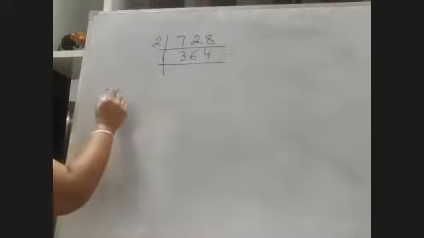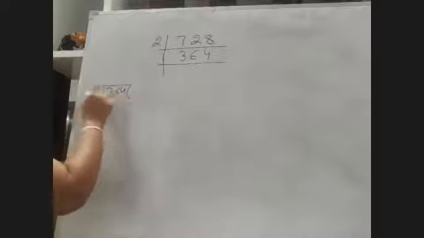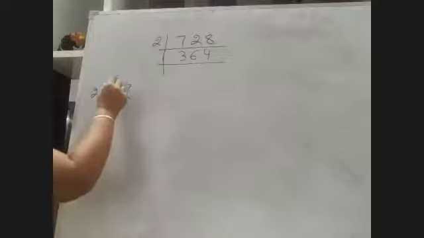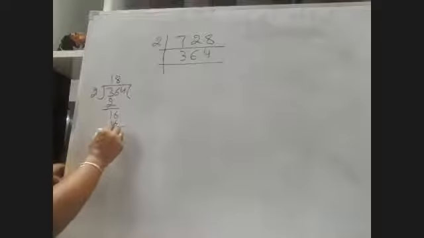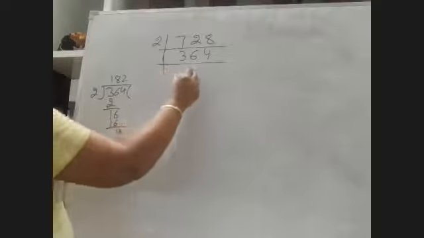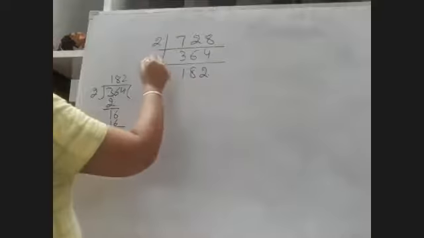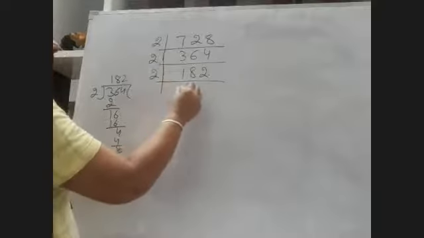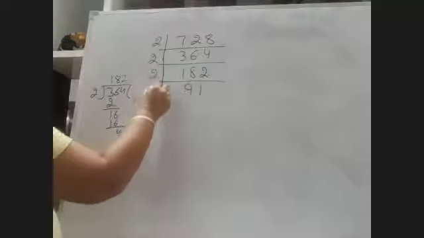364 divided by 2. 2 1s are 2. 1 6 8. Again, divide by 2. Then divide by 7.